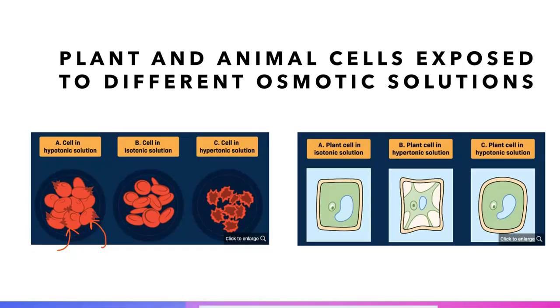And there's nothing to prevent that water from continuing to flow inward because our animal cells are only surrounded by a plasma membrane. And remember, membranes are very flexible. It can stretch to a certain point, but if the water keeps coming in, our red blood cells will burst. And obviously, this is not a good condition to be in.